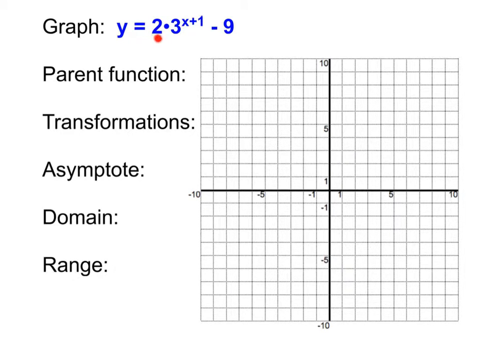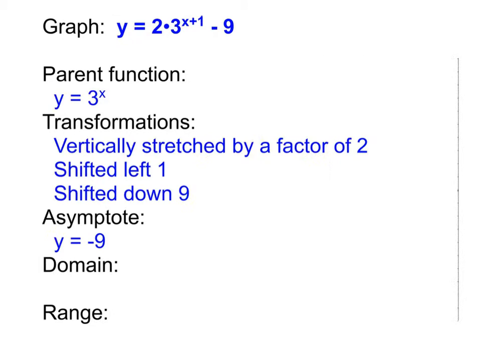The 2 is a vertical stretch by a factor of 2. The plus 1, it's up with x, therefore it's shifting it left 1. The minus 9, it's hanging on the end, therefore that is shifting down 9. Now since it is shifting down 9, that also means that the asymptote is going to be at y equals negative 9.